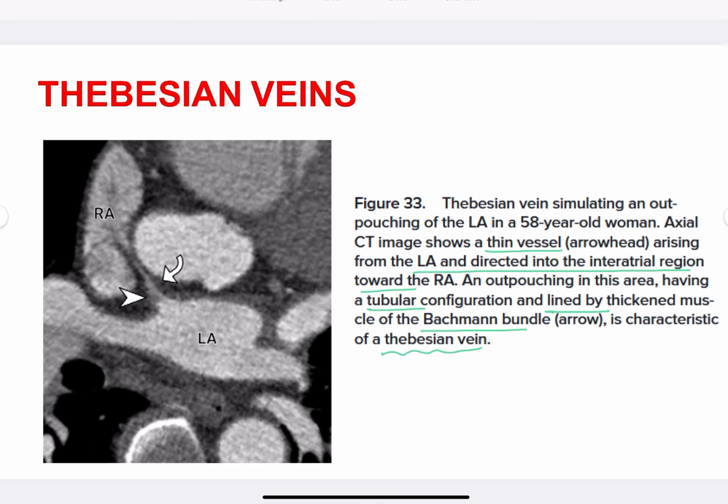Lastly, the Thebesian vein. So these are normal variants. These are basically thin vessels and usually arising from the left atrium and directed into the interatrial region. Like in this example in the image, this is the left atrium and this is the outpouching that is directed from the left atrium to the right atrium, and these have a specific tubular configuration and are lined by a muscular bundle, which is known by the specific name Bachmann bundle. These are imaging characteristics of Thebesian vein, and we need to remember these are normal variants and not pathological.